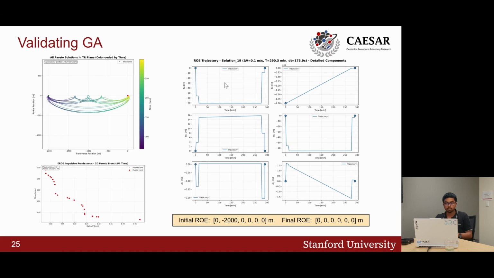For instance, over here, you can see that as expected, the delta A first decreases and then it propagates forward and then the delta A increases again. So you can kind of get a sense that GA is actually giving the correct solutions through these sanity checks.